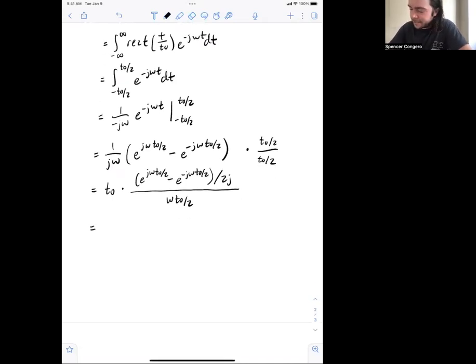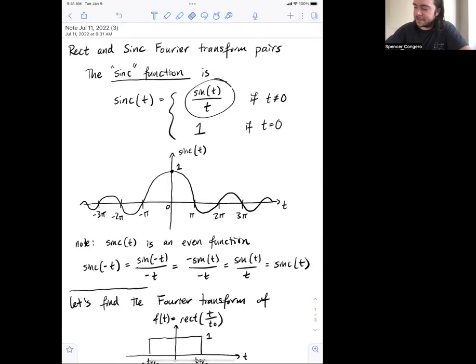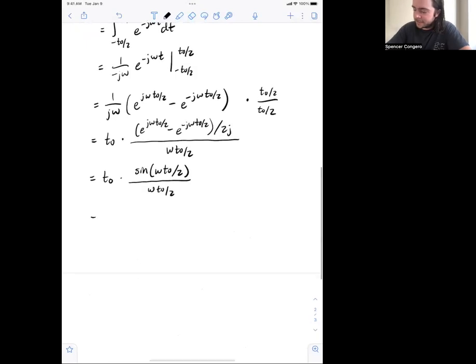So now what do I get? I get t naught times, in the numerator, I just get sine, not sinc yet, sine of omega t naught over 2. That's our formula for sine: e to the jx minus e to the negative jx over 2j is sine of x. Divided by omega t naught over 2. And now look at that. That's sinc: sine of something divided by that something. That is our sinc function, right? Sine of t divided by t. And so what I get is just t naught times sinc of omega t naught over 2.